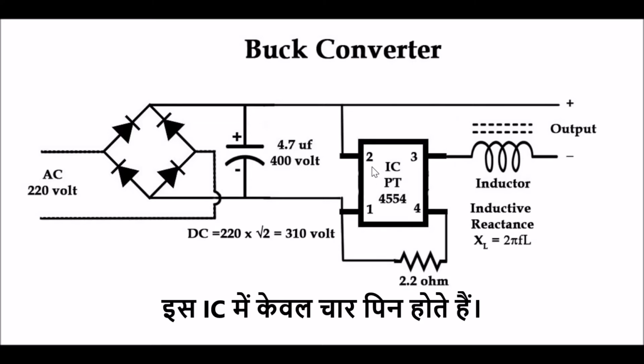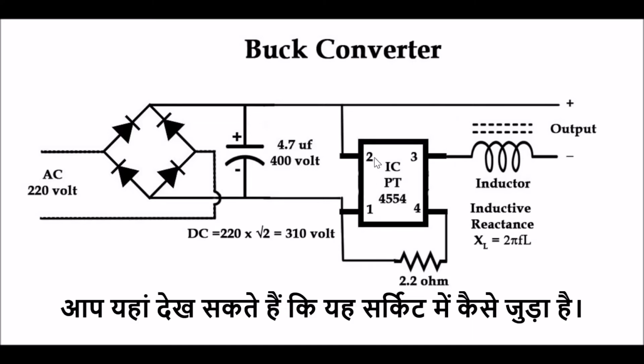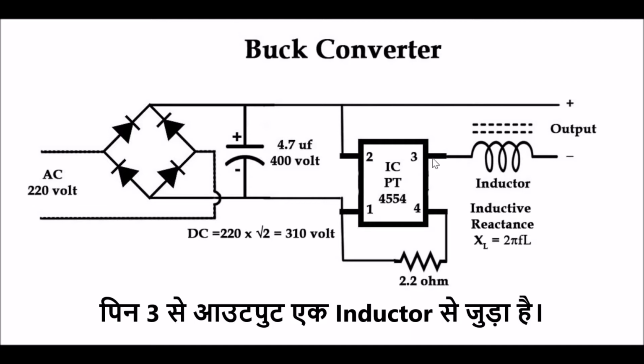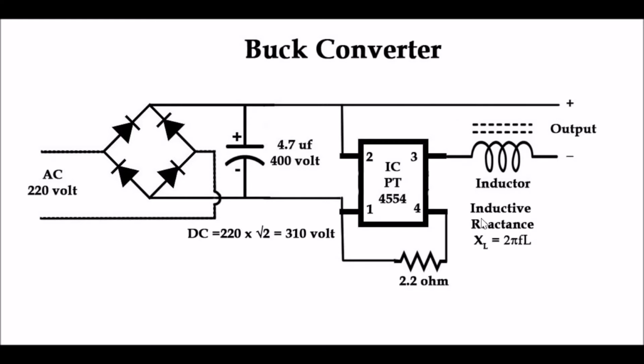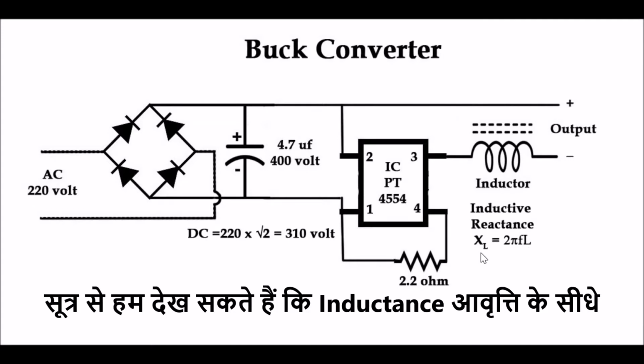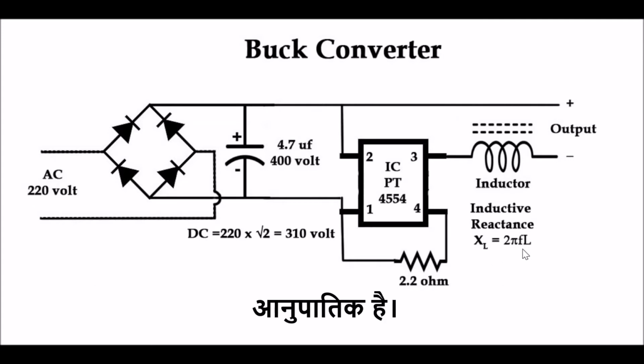This IC has only 4 pins. You can see here how it is connected in the circuit. The output from pin 3 is connected to an inductor. The inductive reactance of the coil is given by the formula 2 pi into frequency into inductance of the coil. From the formula we can see that reactance is directly proportional to frequency.